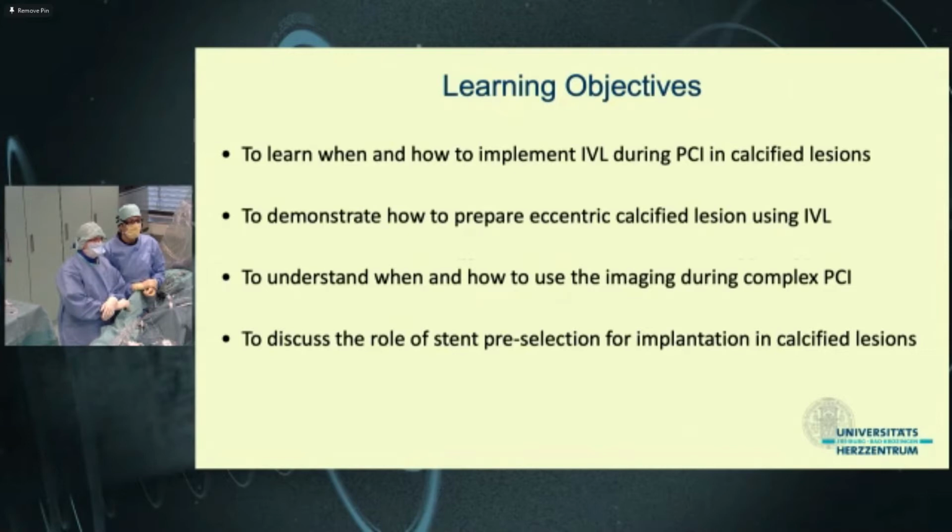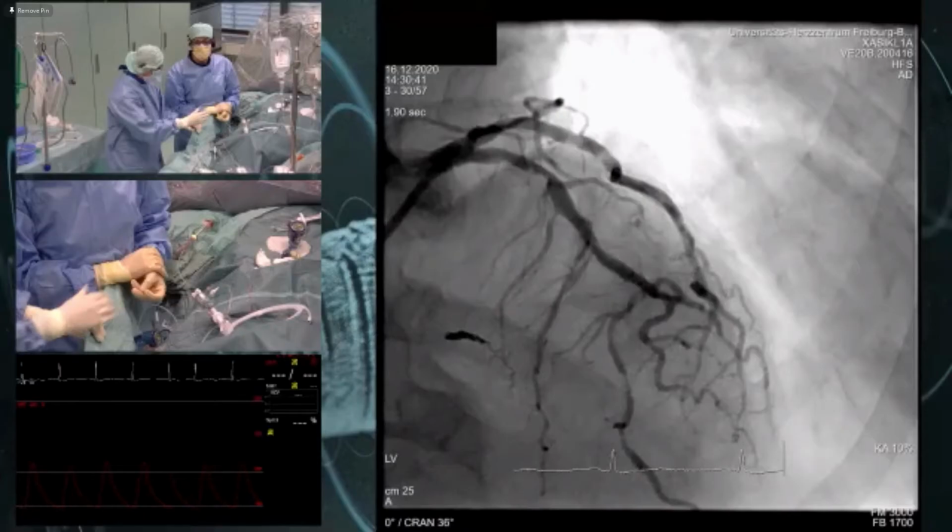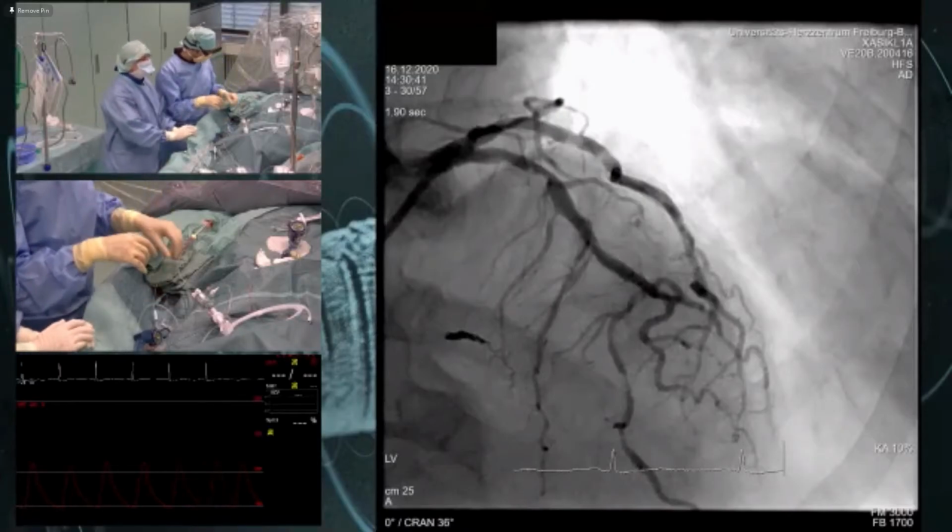And finally, to discuss the role of stent pre-selection for implantation in calcified lesions. So if we have stents with very strong radial force and with less radial force, the question is, which stent should we pre-select in such lesion subsets? Okay, thank you. So we go now to the live picture.